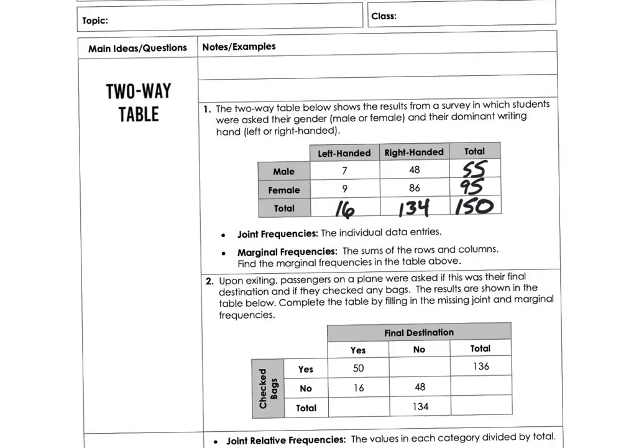The marginal frequencies are the numbers that are over here. That's the sum of each of the different categories. So it's the sum of the rows, it's the sum of the columns. Whatever question was being asked in that survey, that gives me the sum total of each of those questions. So I could figure out how many people were right-handed, how many people were males, and I could answer a lot of different questions about the totals from that table.